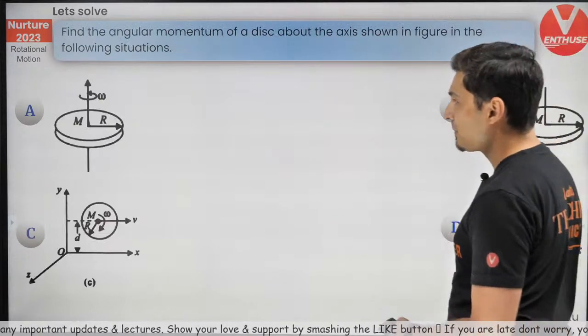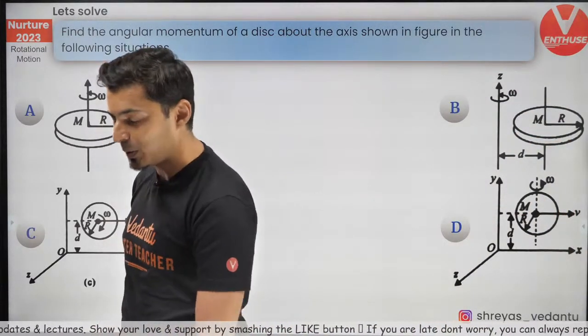Moving on to the next question. Wow, we have 4 questions over here. These are not options.